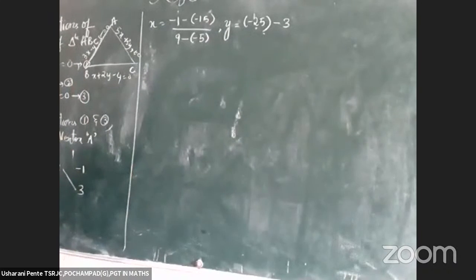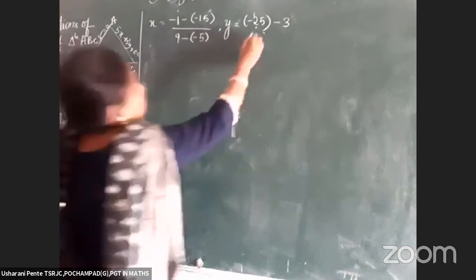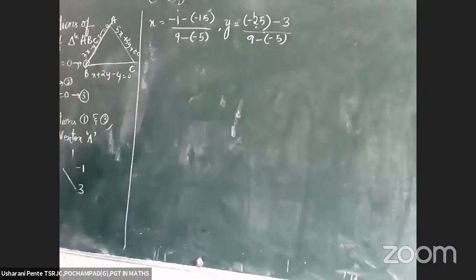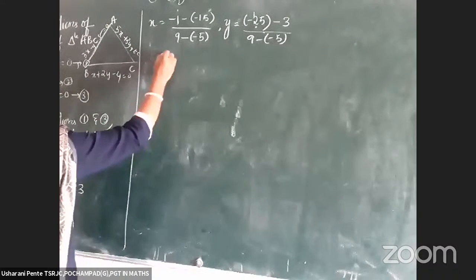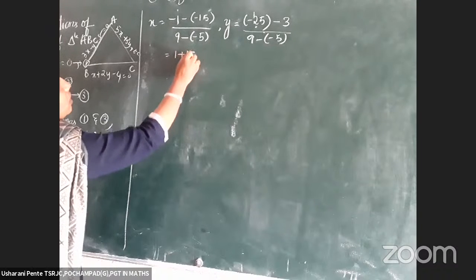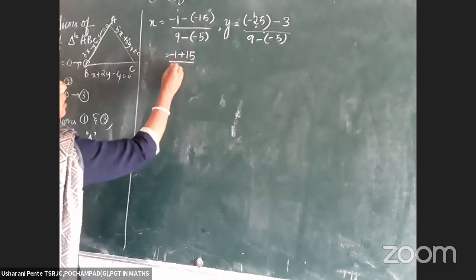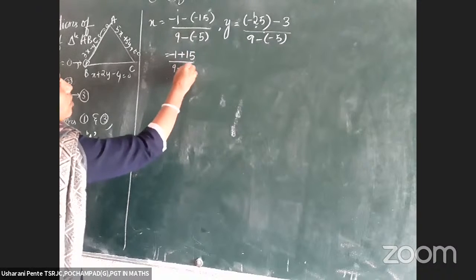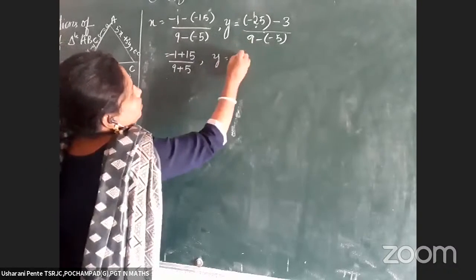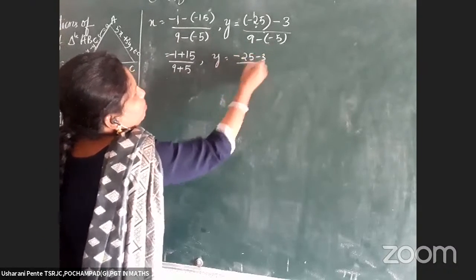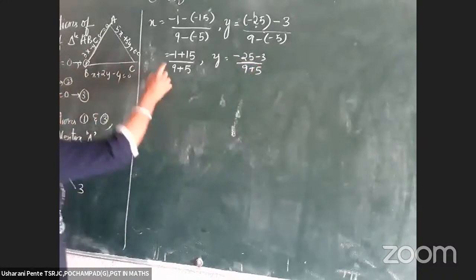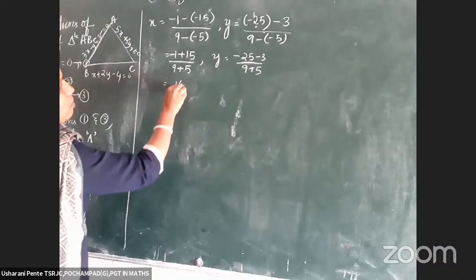So -3 times of 1 is 3, and by 9 minus of -5. So how much will we get? That is equal to 1, minus of minus will become plus 15. -1 plus 15 by 9 plus 5. And here how much will we get? Y is equal to -25 minus 3 by 9 plus 5. So hence how much am I getting? That is 14 by 14.